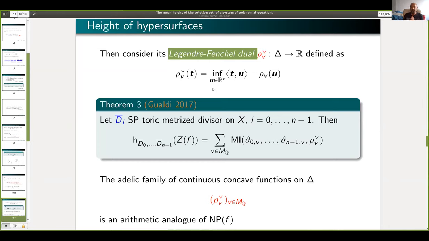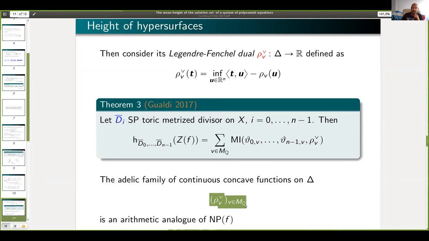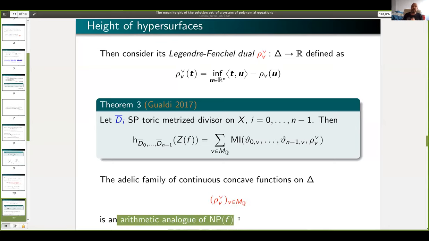So the statement, just to advance a little bit, is that this family of functions, that is the Legendre-Fenchel dual of the Ronkin functions of your Laurent polynomials, are a kind of arithmetic analog of the Newton polytope, right? When you go to the arithmetic problem, you need to produce this analog because it disappears in Bernstein's theorem, right? And so the statement is this analog.